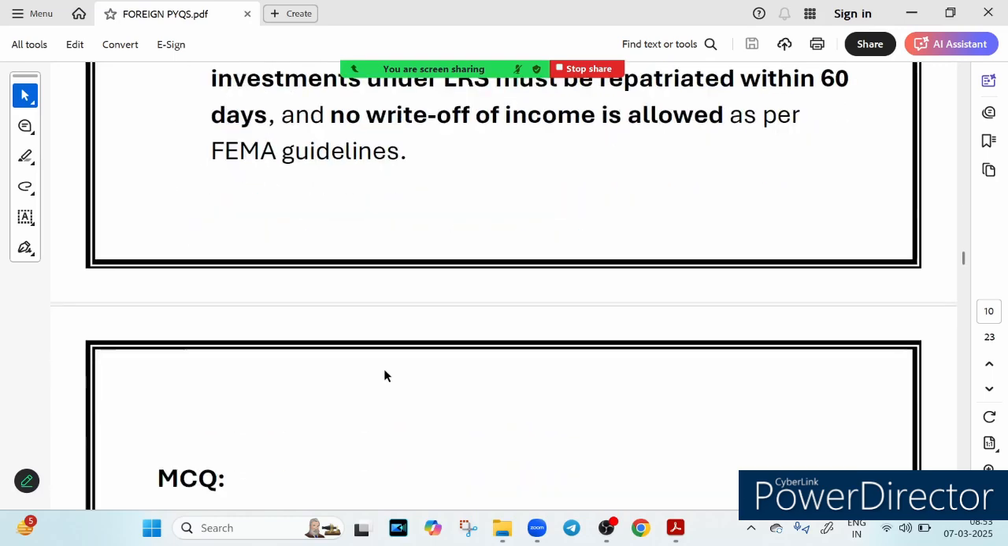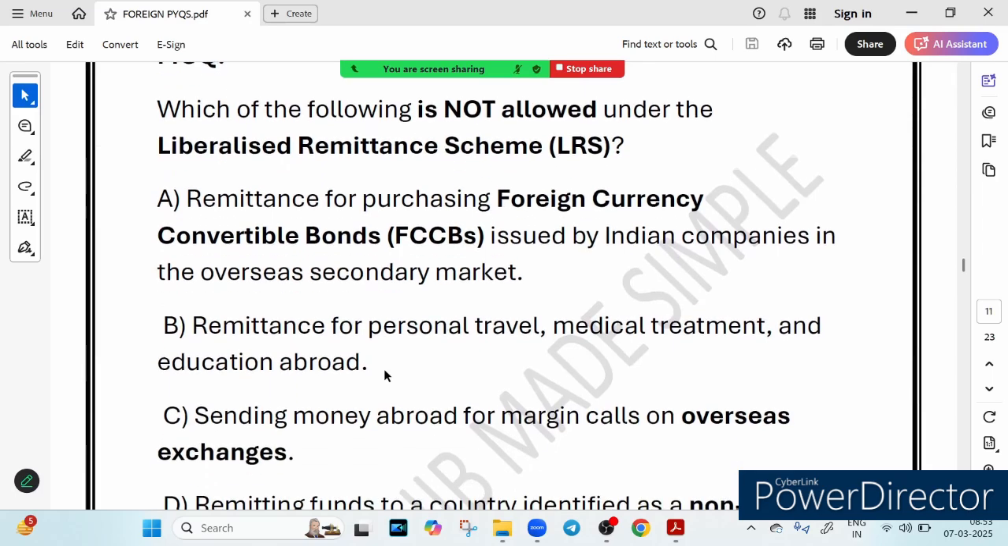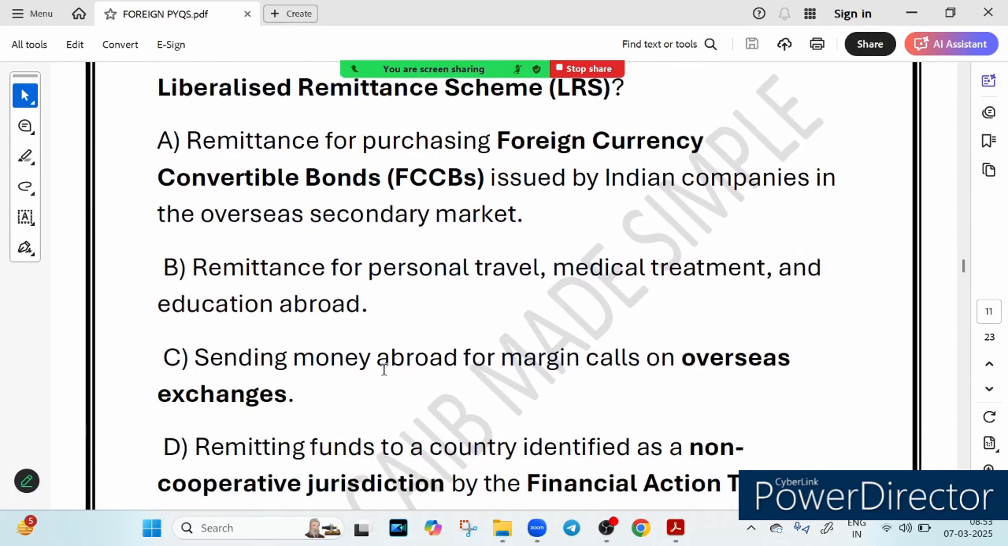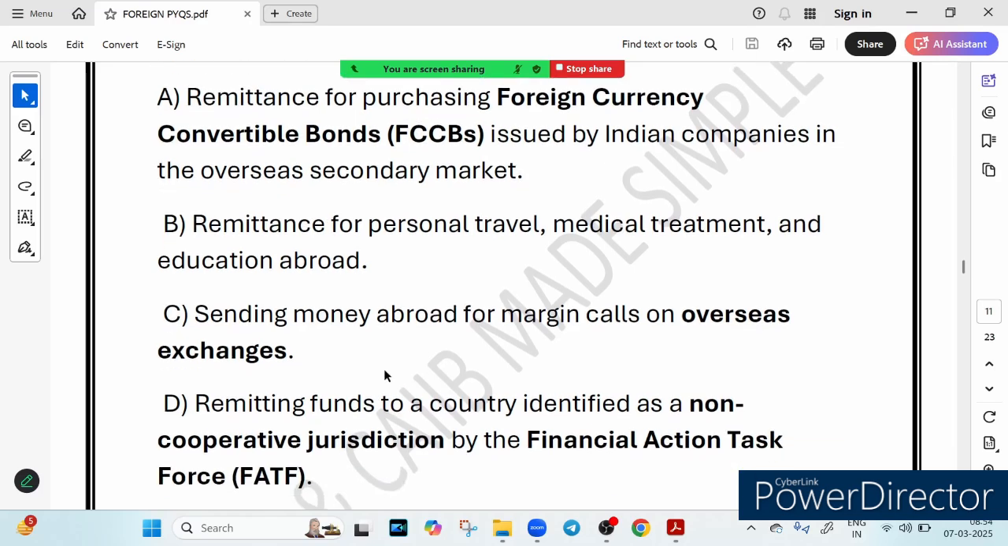Now let's see one more question: which of the following is not allowed, that is, prohibited under LRS? This question is most frequently asked. What are the things prohibited under LRS? Option A suggests remittance for purchasing FCCB. You know what is FCCB? Foreign currency convertible bond issued by an Indian company in the overseas secondary market. Option B, remittance for personal travel, medical treatment, education abroad. Option C, sending money abroad for margin call on overseas exchange. Option D, remitting funds to a country identified as a non-cooperative jurisdiction by FATF. You know FATF? That is the Financial Action Task Force.